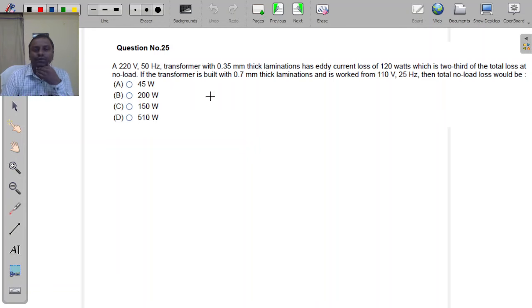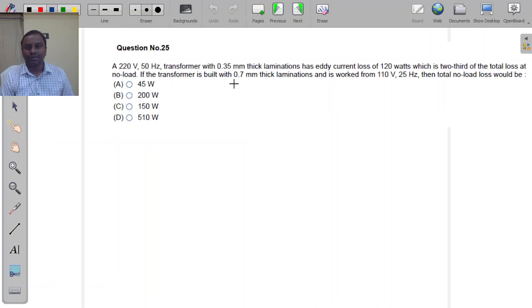A 200 volt, 220 volt, 50 Hz transformer with a 0.35 mm thick lamination has eddy current losses of 120 watts, which is 2/3 of the total losses at no load. At no load, total loss is the iron loss. So eddy current loss is 2/3 of the iron loss, and that equals 120 watts.